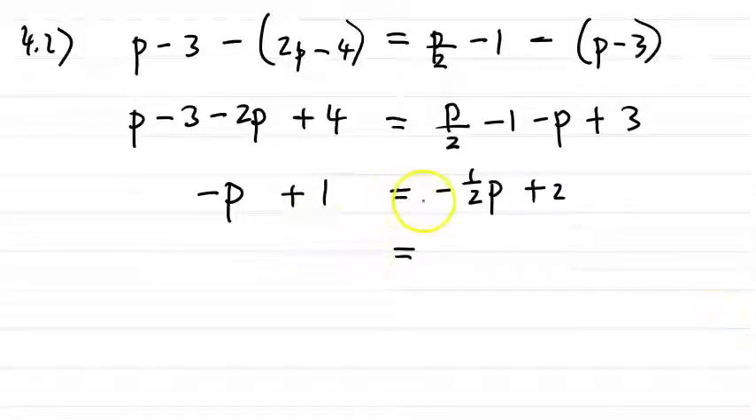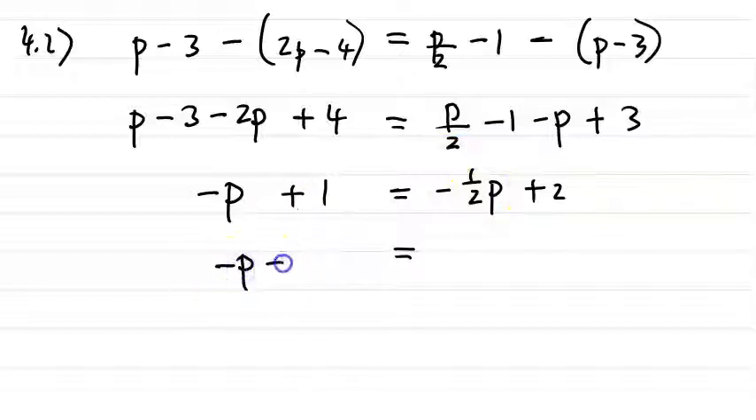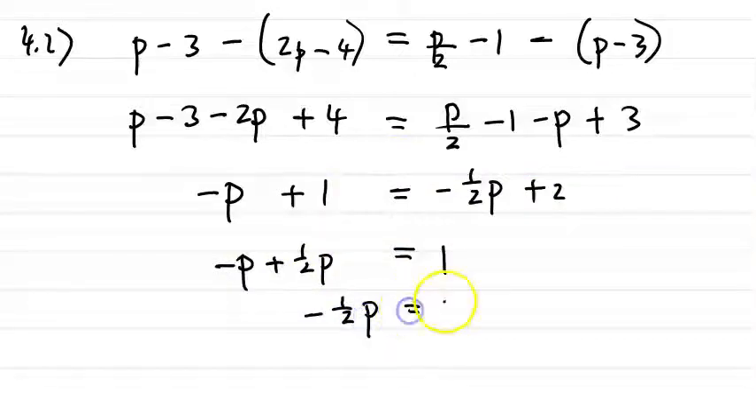As you can see now, I'm going to take this minus half p to the left hand side, and I'm going to be left with the following, which is minus p plus half p. If I take this 1 over to the right hand side, it's going to be 2 minus 1, which is equal to 1. So minus p plus half p is minus half p equals 1. Therefore, p equals, do you know the answer? What's 1 divided by half? You can either say that, or you can multiply across by negative 2. And if you now do that, 1 divided by minus half will give you minus 2.